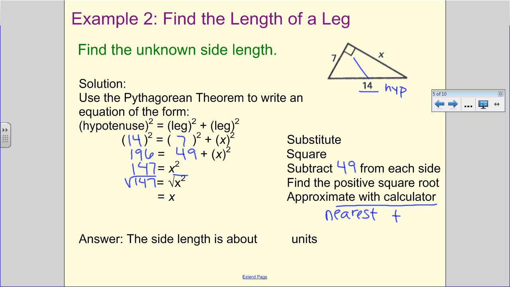And so we're going to have 12.1. This should be approximate. I didn't type in the right symbol there. So we finish off with saying that the side length is about 12.1 units.